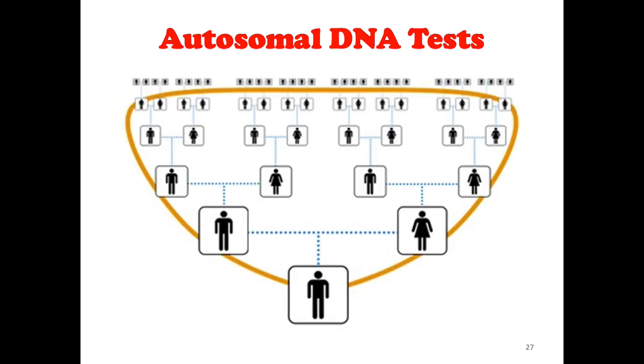Okay, so the popular one now is autosomal. All the test companies give this type of test. And sometimes it's called a cousin test because it involves everybody, not just back along the male line or the female line, but all those aunts and uncles and cousins in between.